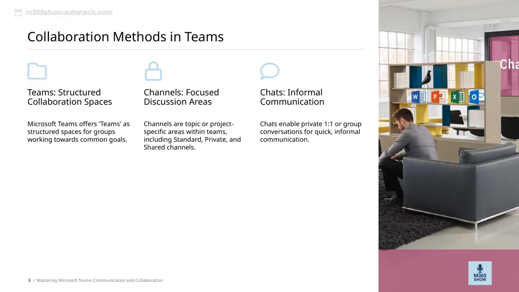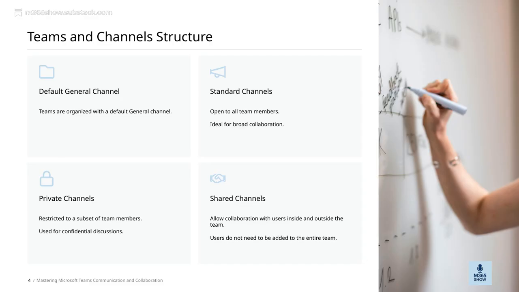You can have standard channels open to everyone, private channels for more sensitive discussions, or shared channels that include external partners. Channels help keep discussions focused and make it easier to find relevant information later. Finally, there's the concept of Teams itself. Think of a team as a structured workspace where groups with common goals come together. It's where you can organize conversations, share files, and coordinate work in a centralized environment. Together, these methods, chats, channels, and teams, create a flexible yet organized way to communicate and collaborate effectively within your organization.